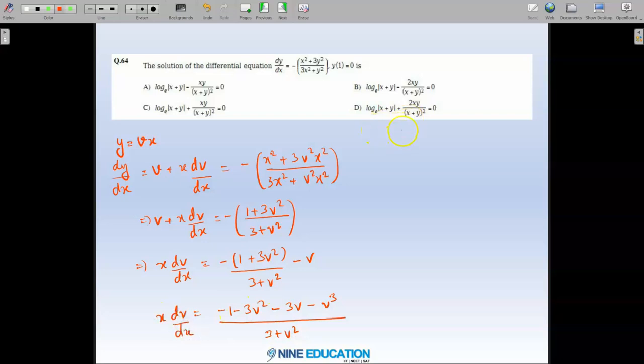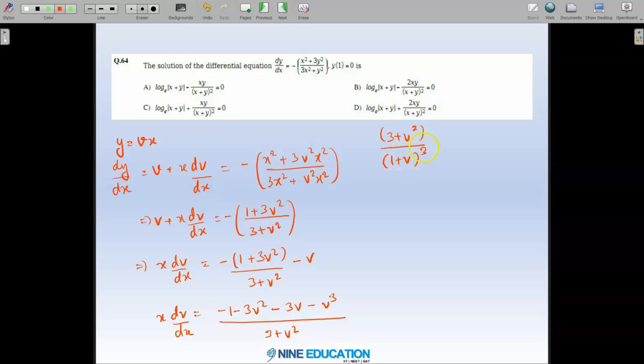Now I can do the variable separation and write this as 3 plus v square, 3 plus v square, and from the numerator I can take minus common, so it will become 1 plus v cube. Okay, so that 1 plus v cube I can write 1 plus v whole cube basically.